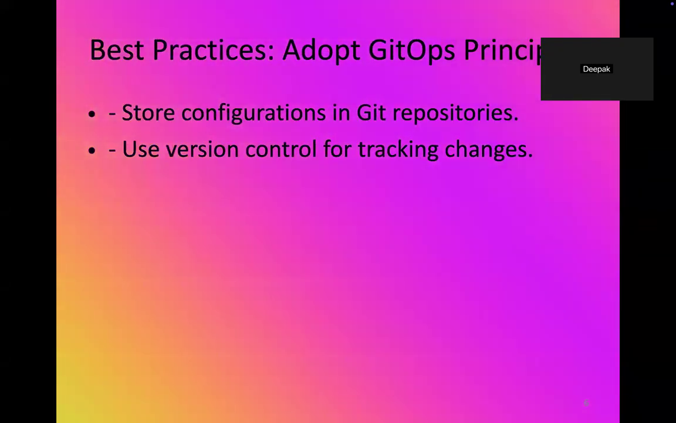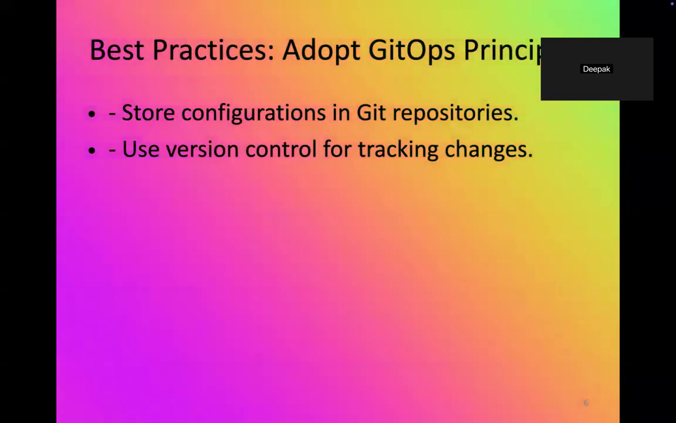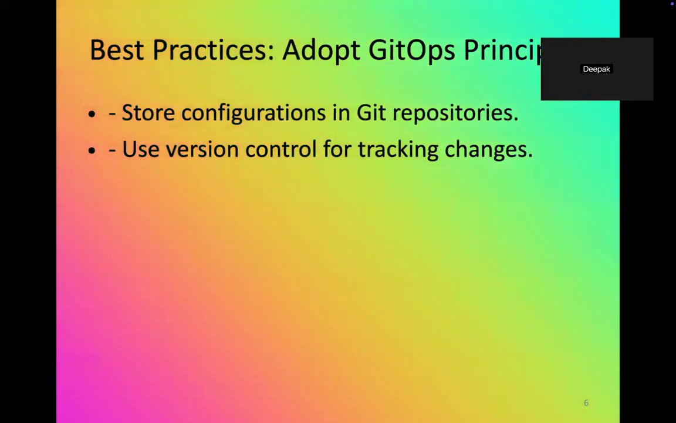What is the best practice? Store configuration in a Git repository and use version control also for tracking changes. So whatever version control you have in Git, it will track very normally.